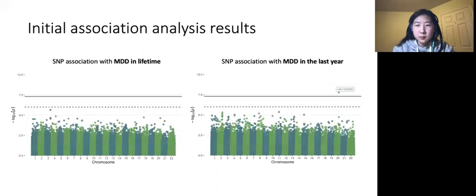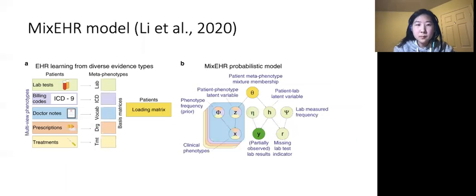We first performed association analyses between the SNPs and the MDD phenotypes we had. We didn't find any significantly associated SNPs, and we thought maybe this was because our cohort was relatively small, since we only had about 1,400 participants. So next, we turned to the psychosocial data we had from the questionnaire. We wanted to predict whether a participant had MDD or not based on the other questionnaire variables.